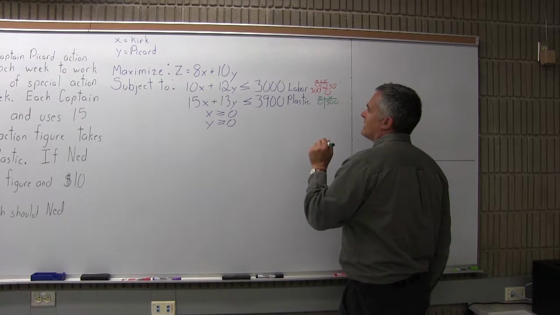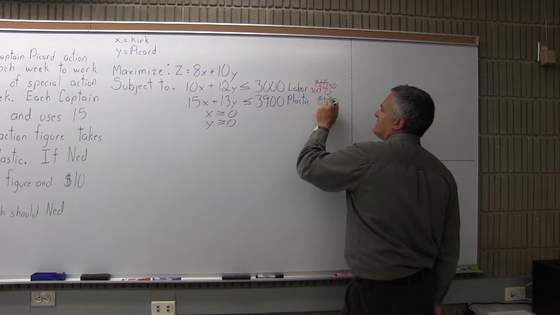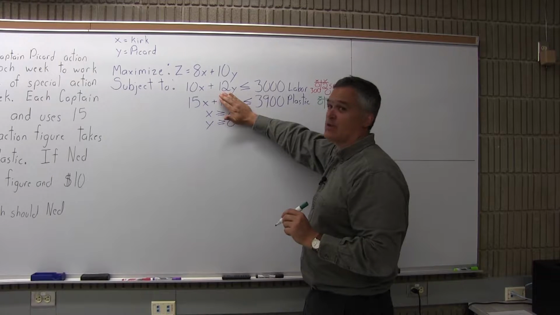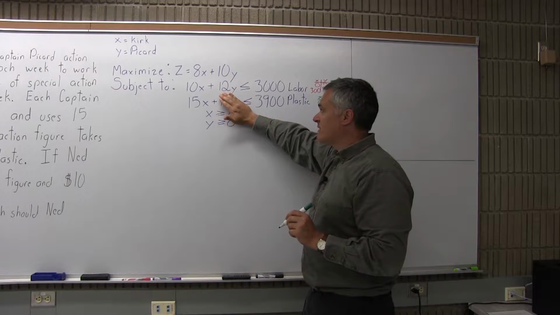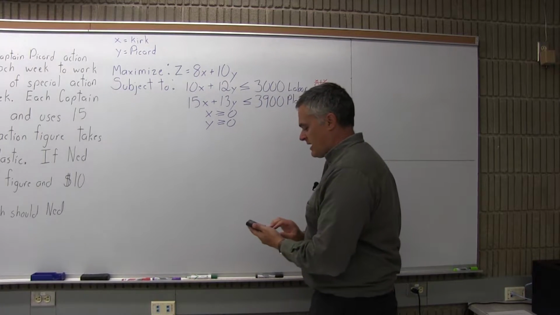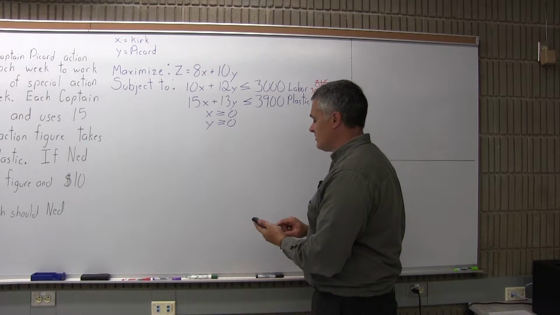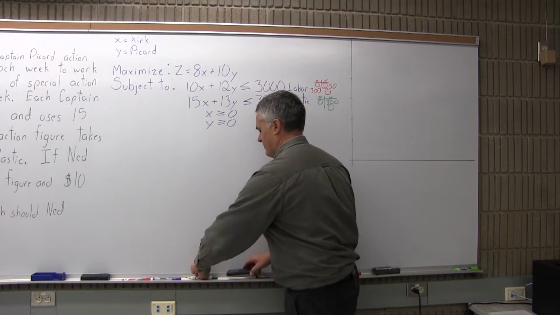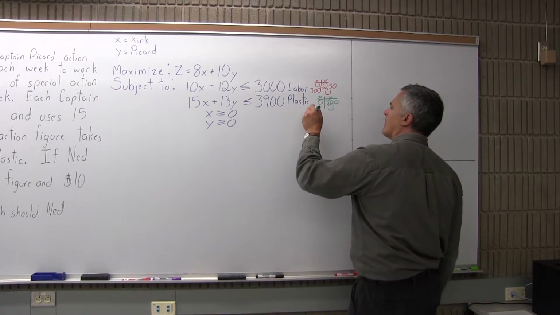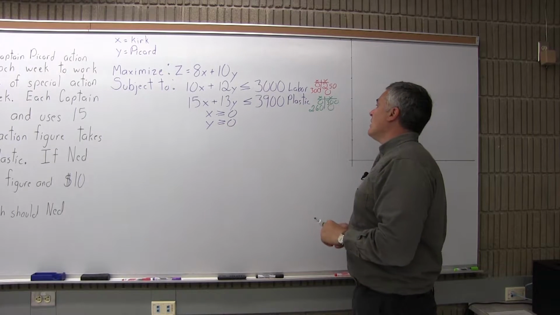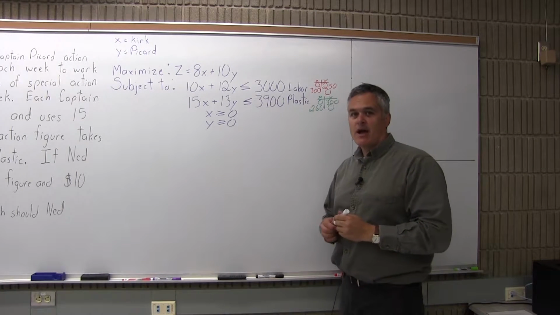The other one looks kind of tough. If I zero out the y, the 13y will go away. I have 15x equals 3,900. I'd have to divide away the 15 to solve for x. That's not something that goes easy in my head. So I'm going to rely on my calculator for that one. So let me do 3,900 divided by 15. That'll solve for x. And it's 260. So now I'm ready to start my graph.